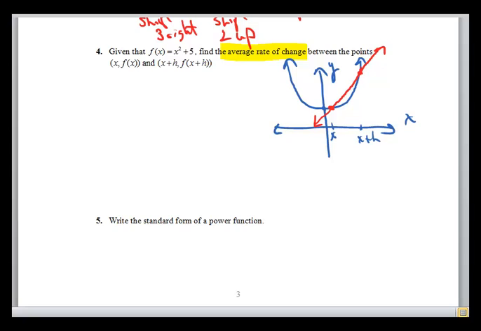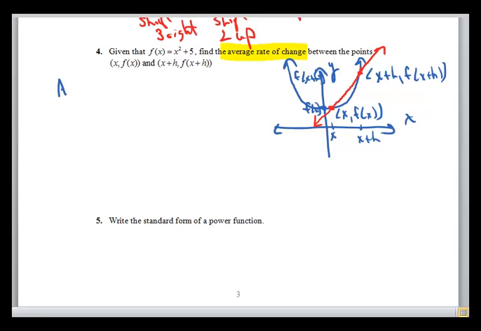And if this is x and this is x plus h, then this value here would be f of x, and then this value up here would be f of x plus h. You can't really read that, but the idea is, all right, I'll just label this point. This point is x plus h, f of x plus h, and this point is just x, f of x, right? So what is the slope of that line? The slope is just the change in y over the change in x.